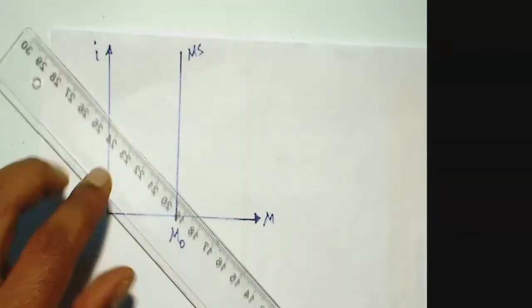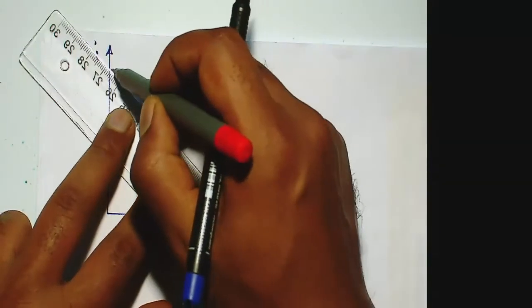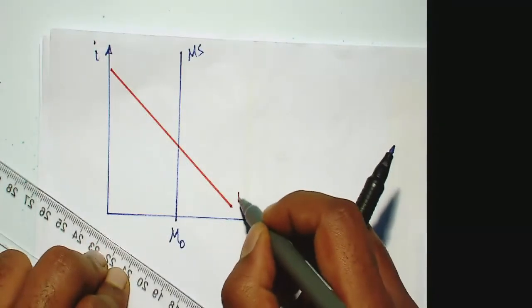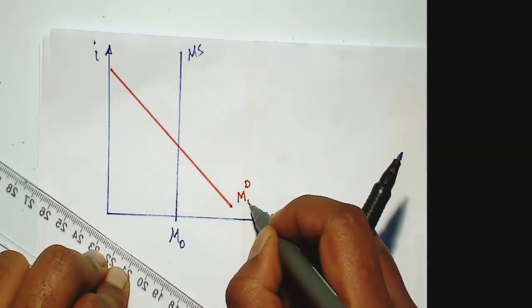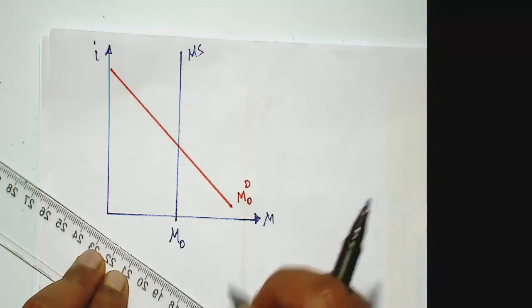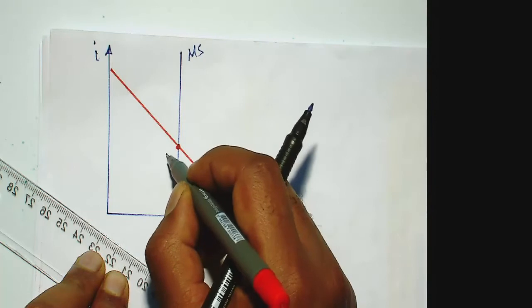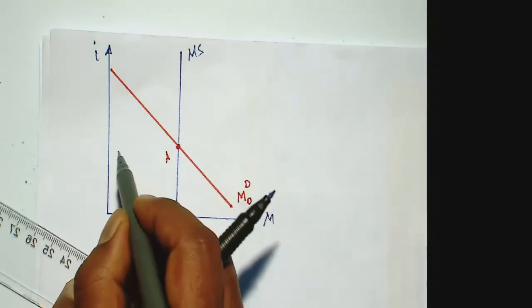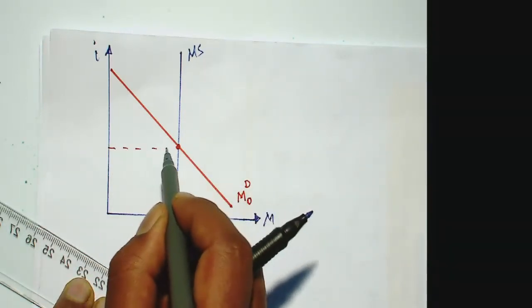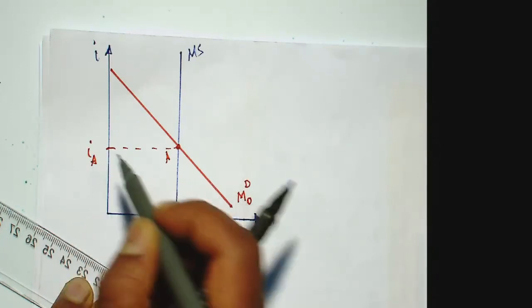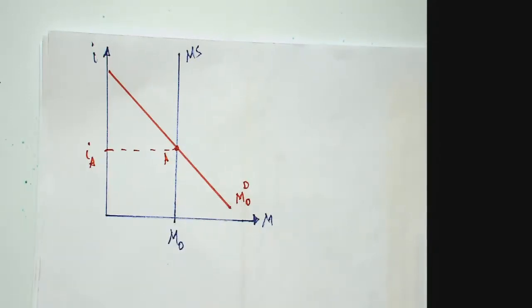In this regard, we also have a money demand, which is indicated by a red line here. So we have money demand, which I would indicate to be MD0. At this point, we have an equilibrium point A, where the corresponding interest rate is I equal to IA.